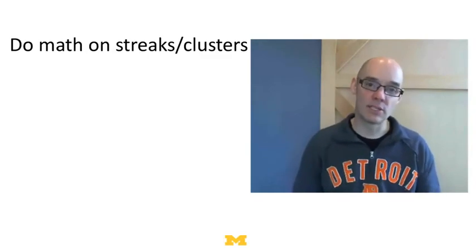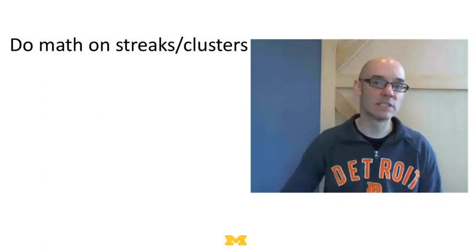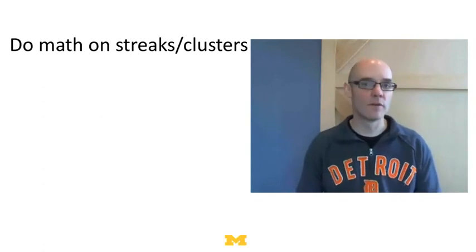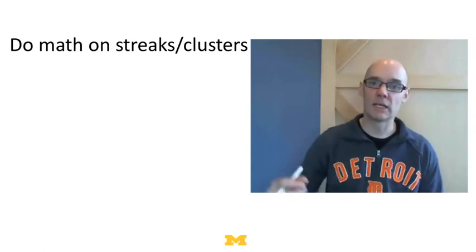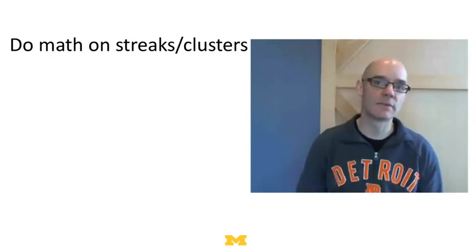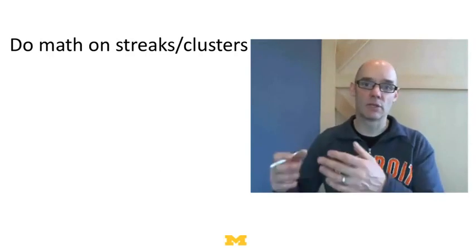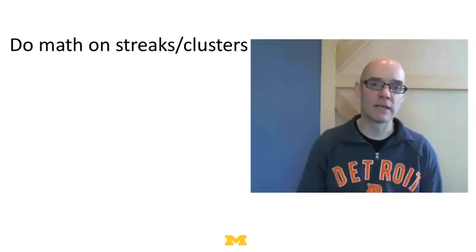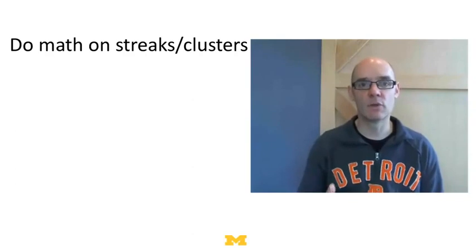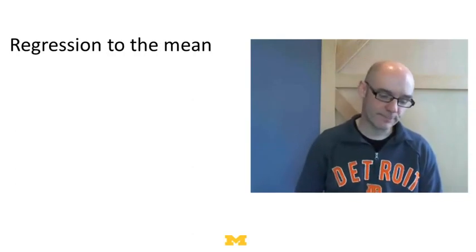Third, it always makes sense to do the math on streaks and clusters. So if you see somebody win 15 times in a row, or if you think, boy, this person's getting a hot hand, or if you think, boy, this looks like a clustered set of cancer cases or a crime, you want to do the math and find out, is that something we'd have expected to happen, or really is it a streak or a cluster?